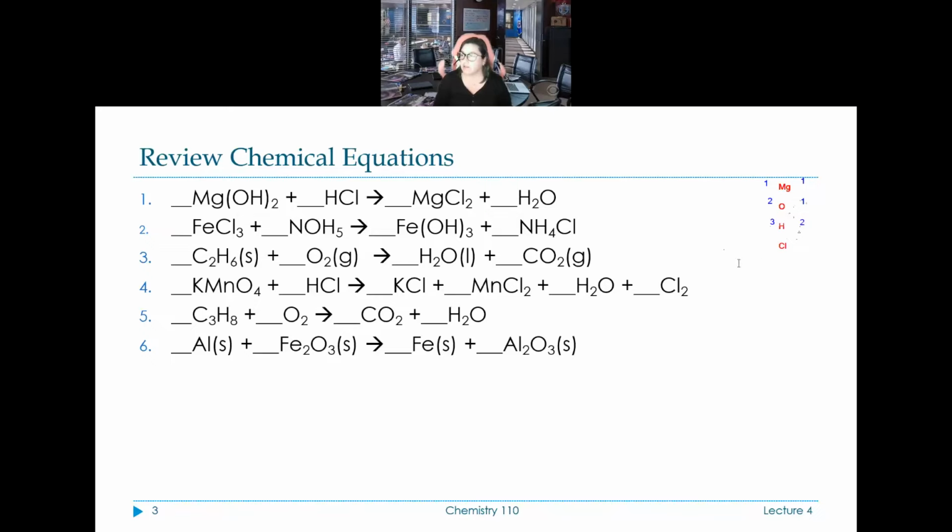Let's talk about Cl. I have 1 Cl on the reactant side, and I have 2 on my product side. Oh dear Lord. Well, Mg is okay, so that's fine, right? But Cl is not okay. I have 2 on the product side and 1 on the reactant side. So let's try and fix this by putting a 2 here. That then changes this 2. So now I have 2 here as opposed to the 1. Oh, that isn't what I meant to do. Geez.